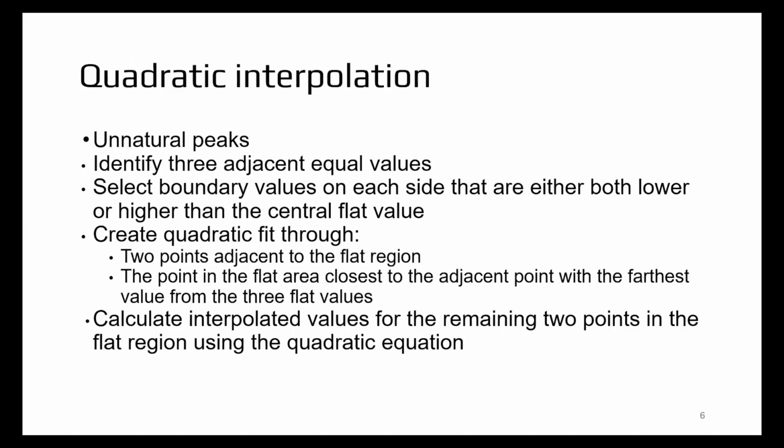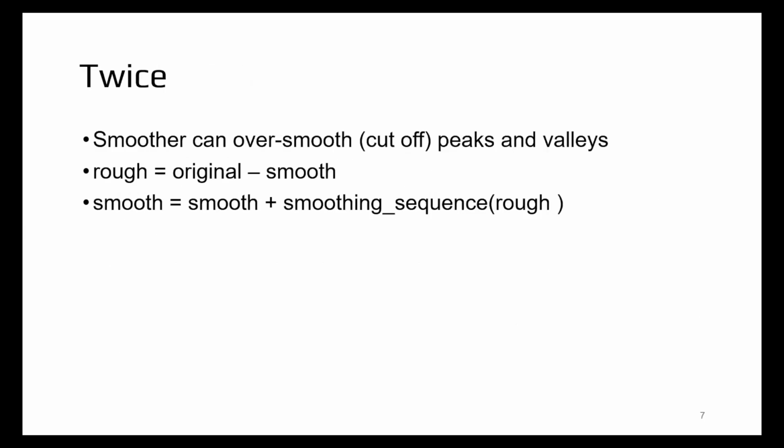When we smooth with the previous functions, we can create natural peaks of 3, 5, or 7, and to deal with it, we can use quadratic interpolation to make it smoother and better looking.